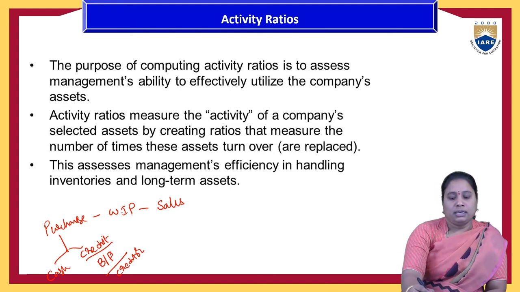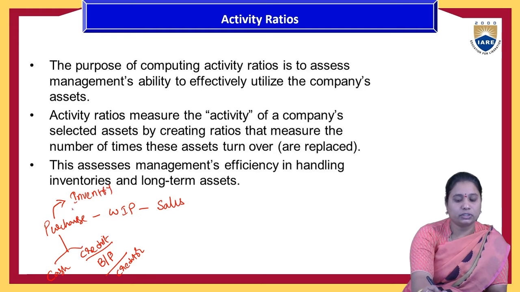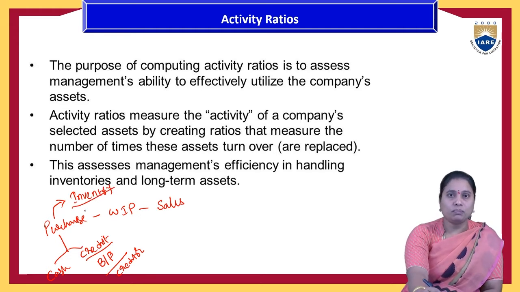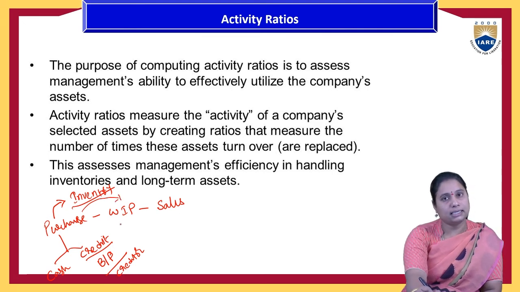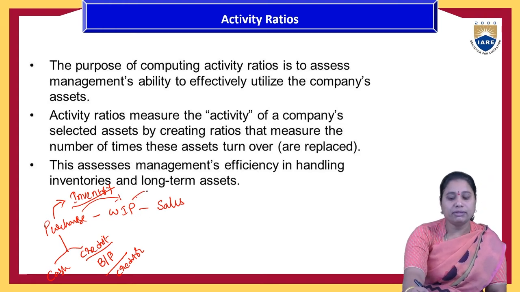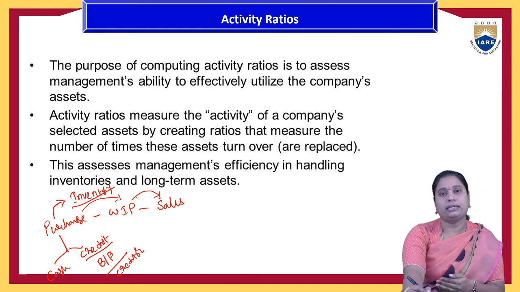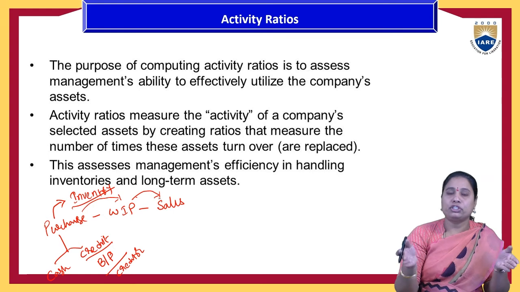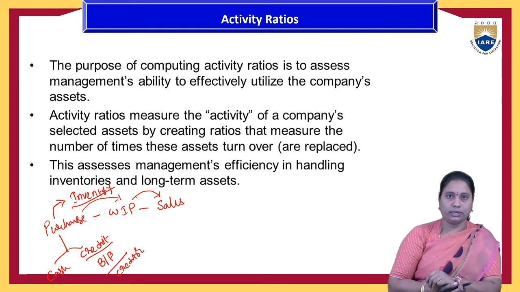Then work in progress: what the organization has purchased is treated as inventory. That inventory is at the store, or if the goods are transferred to work in progress, and once they have finished the goods and they go to sales, up to the selling of that product, right from raw material to finished good, all the stages of that good are called inventory.